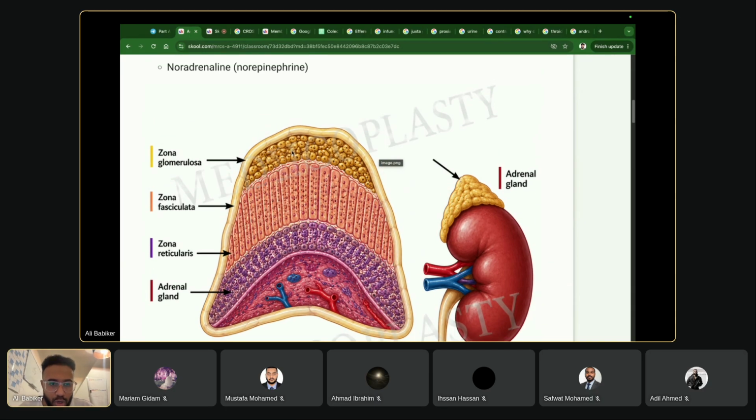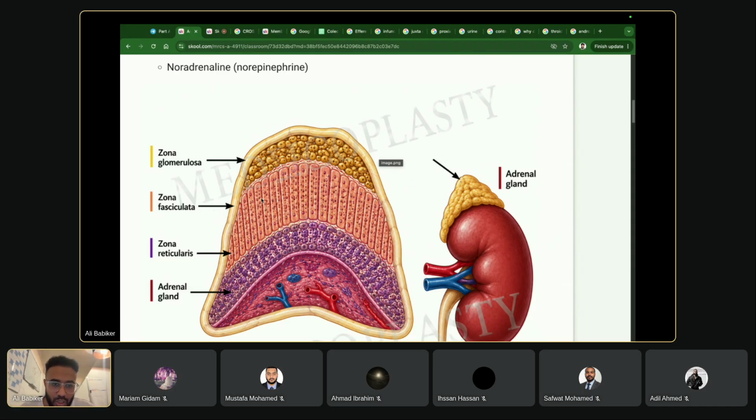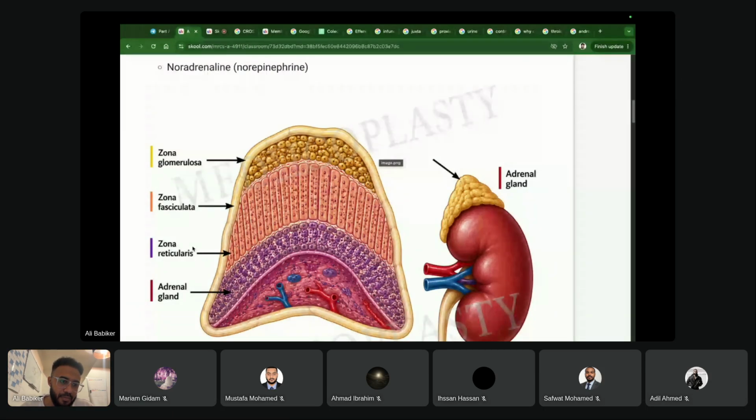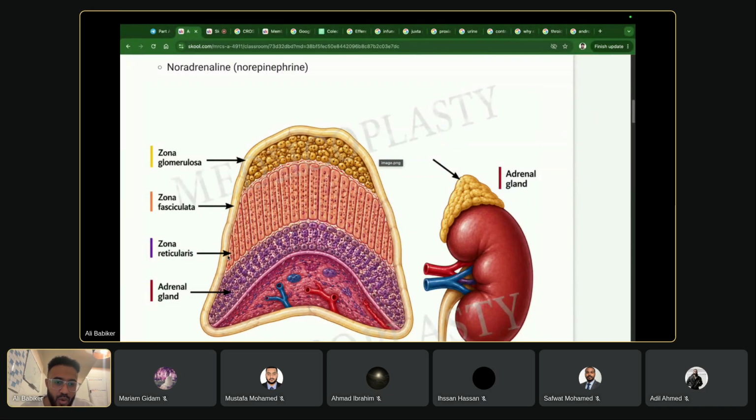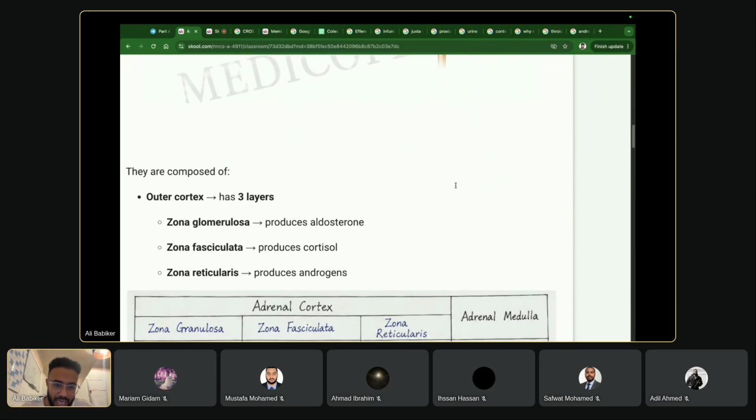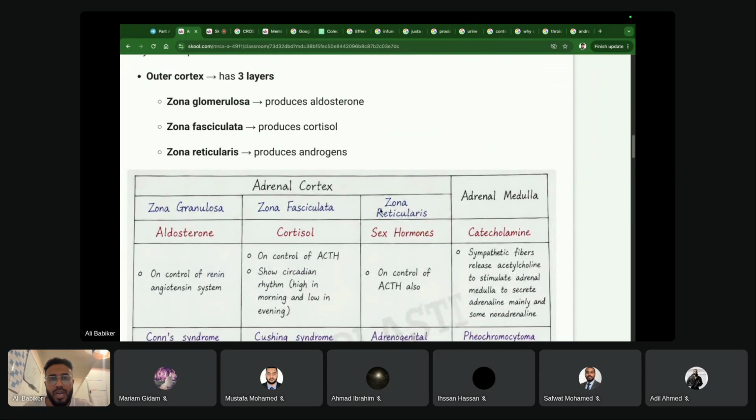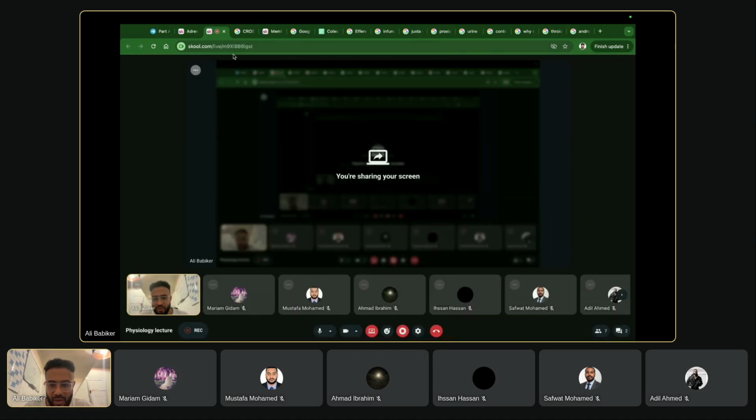All right. Zona glomerulosa produces the aldosterone, which affects the salt. Zona fasciculata produces the cortisol, which affects the blood sugar. And zona reticularis will produce the androgens, which will affect the sex hormones. So here, zona glomerulosa produces aldosterone, zona fasciculata produces the cortisol, and zona reticularis produces the androgen. Does anyone remember the mnemonic for that? How to memorize them?